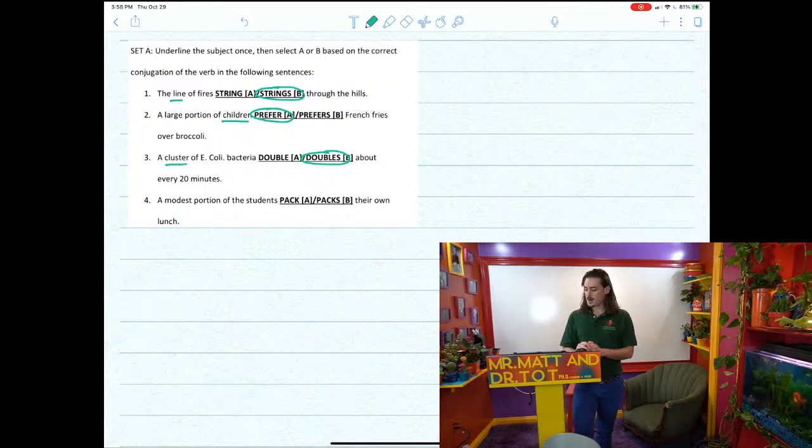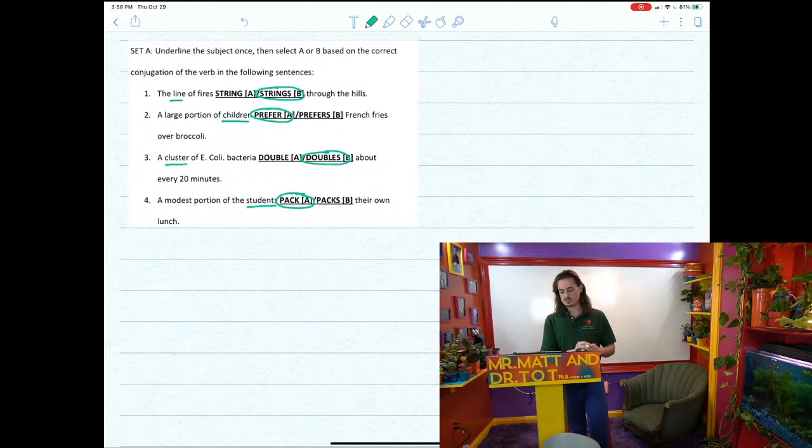Number four, a modest portion of the students pack or packs their own lunch. So a modest portion indicates a portion. So we're guided by the noun after the preposition of, which is students. Students is a plural noun, so we would need a plural verb. Plural nouns usually do end in S, so plural verbs usually do not end in S. So we want the plural verb pack. A modest portion of the students pack their own lunch.